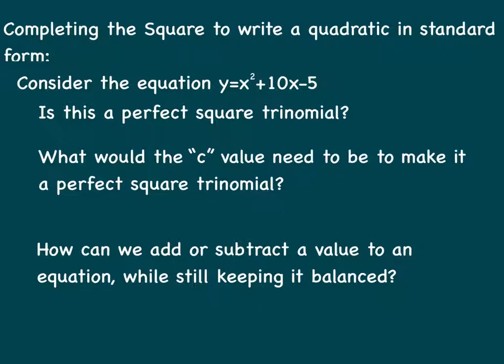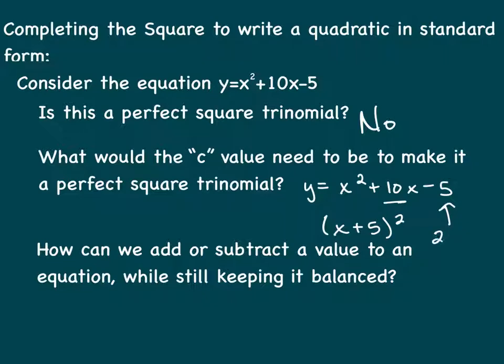Consider the equation x squared plus 10x minus 5. That is not a perfect square trinomial. If we wanted it to be a perfect square trinomial, so we'd have y equals x squared plus 10x minus 5, what we would want that third term to be is based on our b value. We'd want this to be x plus 5 squared, which means we'd want that to be 25. So in order to make that 25, we have to add 30. And if we add 30 to one side, we have to add 30 to the other side as well.